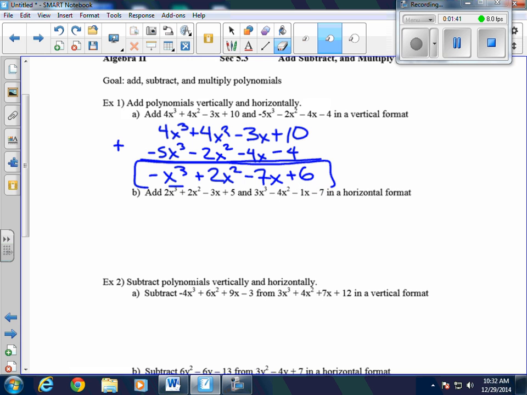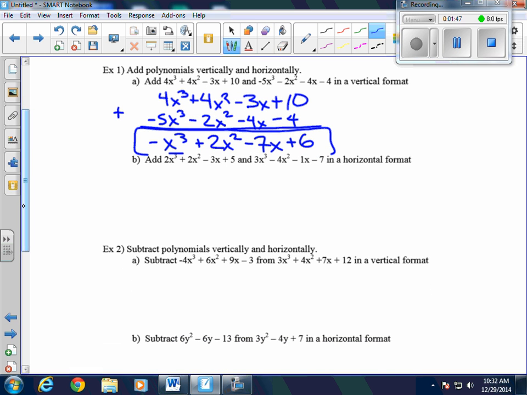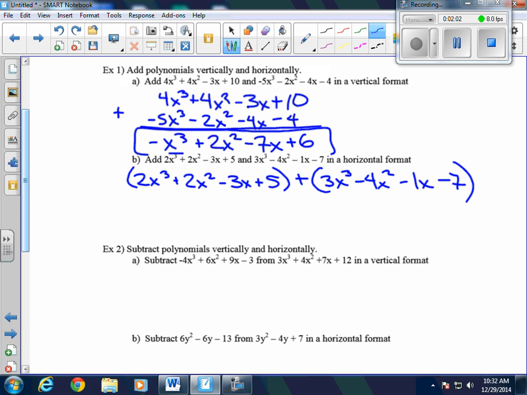Erase this so we can see the bottom there. Then the next is going to be the horizontal format. If we rewrite these, we're going to have 2x cubed plus 2x squared minus 3x plus 5 plus 3x cubed minus 4x squared minus 1x minus 7. Using this method, we're just going to add our like terms. Since this is a plus sign, I don't really need any of these parentheses, so I'm going to add my like terms up. So 2 plus 3 is going to be 5x cubed.